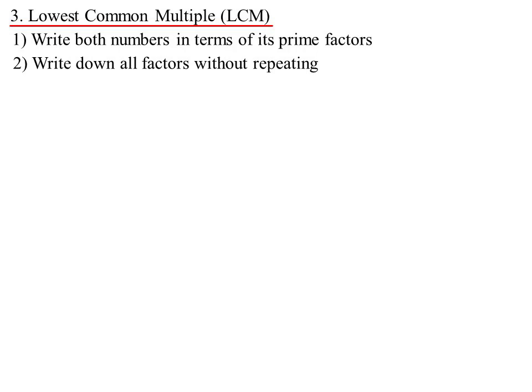Then we have lowest common multiple. Write down both numbers in terms of its prime factors. That's the starting point again. But this time we write down all the factors without repeating. 48 and 15, or 2 to the power of 4 times 3, and 15, 3 times 5. So we write them all down.